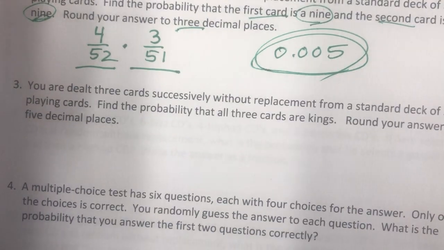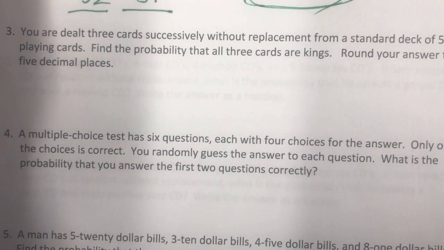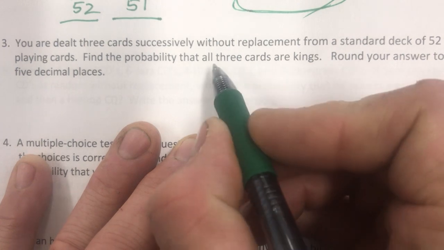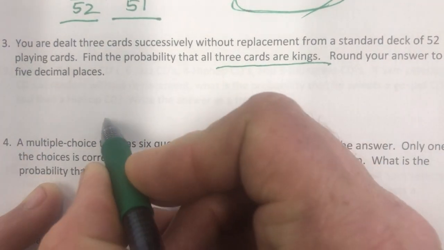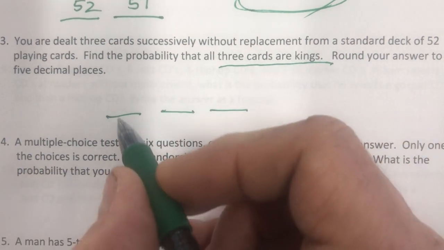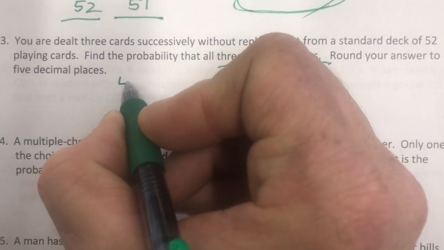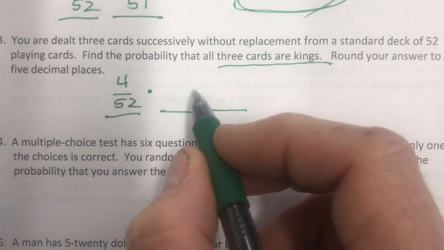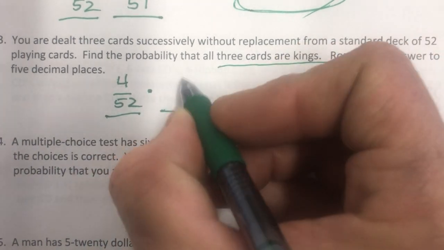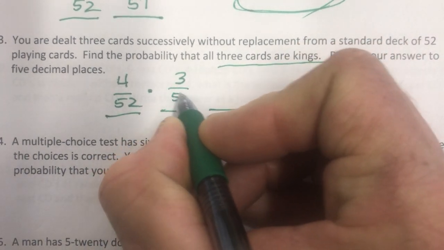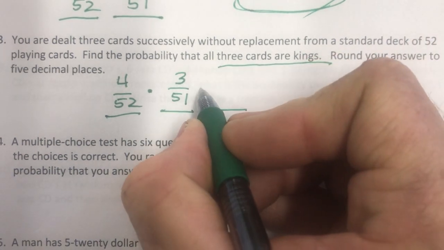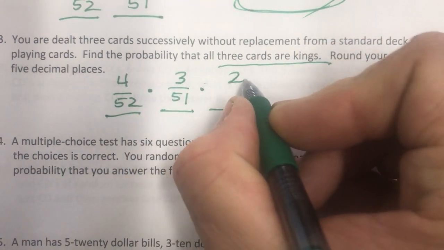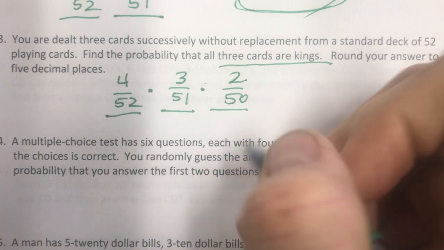All right, go to the next one here. You're dealt 3 cards successively without replacement. 3 cards this time. Find the probability that all 3 cards are kings. All right, 1, 2, 3 cards. The first card, we're looking for a king. There's 4 kings and there's 52 total cards. There's my first event. The second one, we want a king again. Well, I've already drawn one out. I didn't replace it, so that means there's only 3 kings left and there's only 51 total left. And then my third event, I wanted another king, which now, since I didn't put those 2 back, there's only 2 kings left, and now there's only 50 cards.